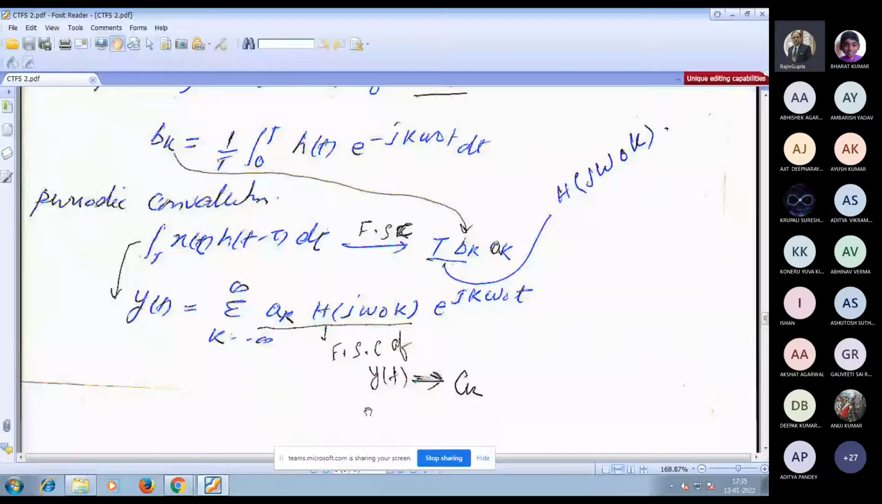So we can say very easily, if you are applying a periodic signal to an LTI system, and you want to know about y of t, and you have the knowledge of ak and the frequency response of the system as well, if you multiply these two terms and calculate H of j omega at omega equals omega naught k, then this overall term will become the Fourier series coefficient of your output signal y of t. I hope you have understood what I want to say.